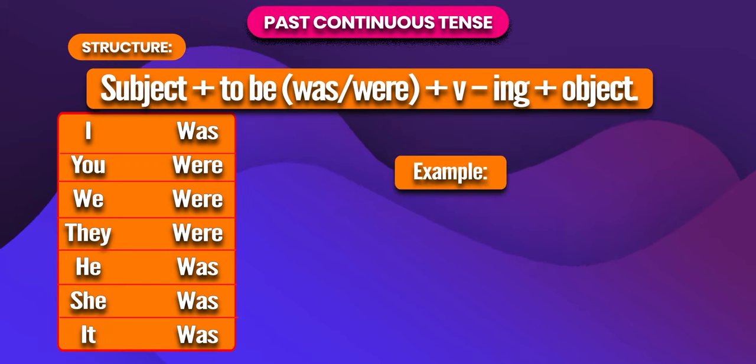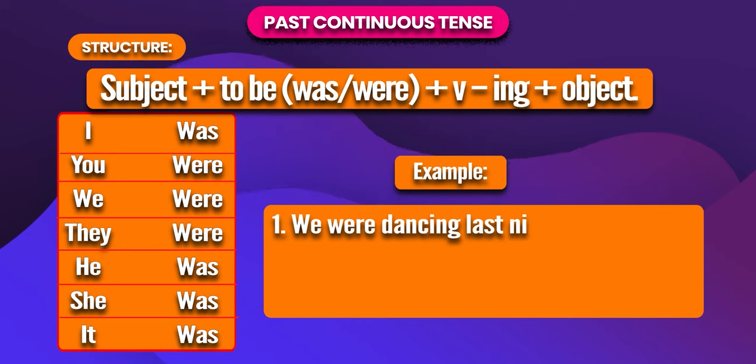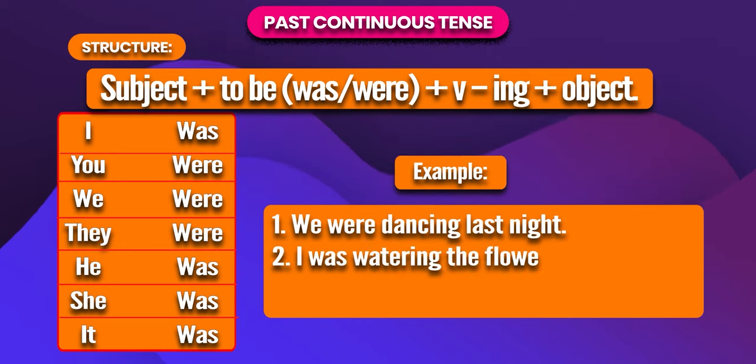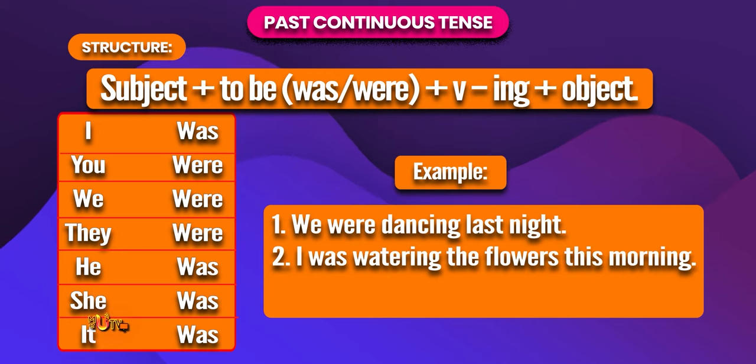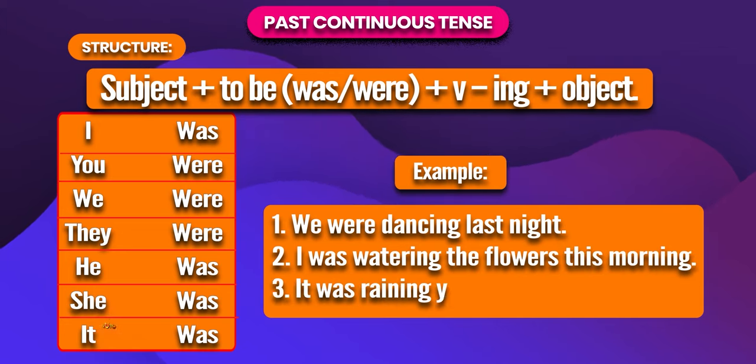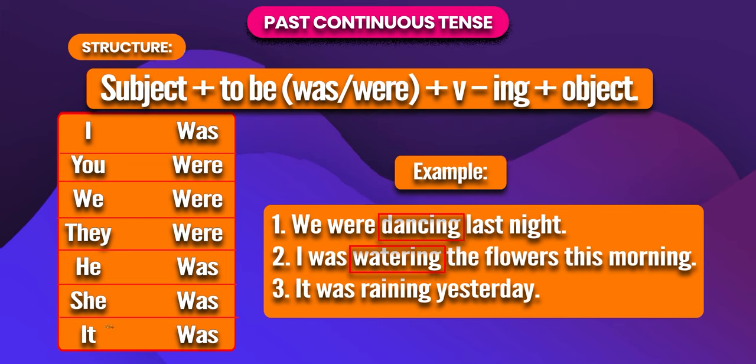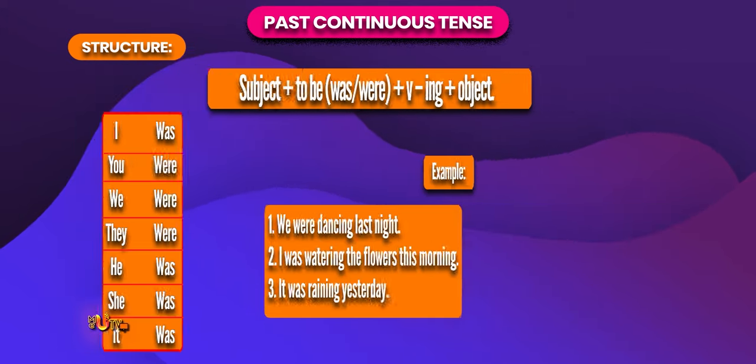To make an example, we were dancing last night. I was watering the flowers this morning. It was raining yesterday. As you notice, dancing, watering, and raining are the participles used with the relevant to-be verbs was and were to show the duration of past actions at a certain time in the past.